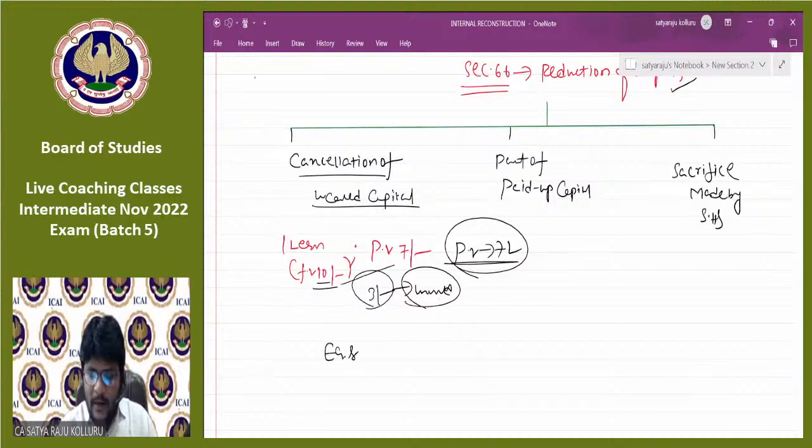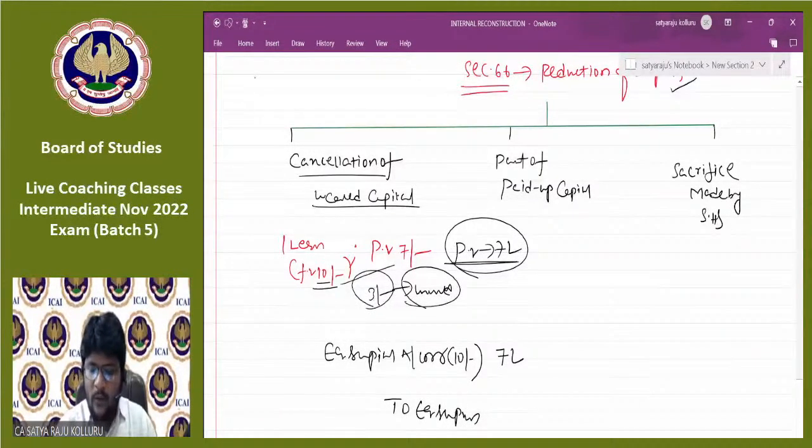Equity share capital account debit, consider all of you. The amount will be 7 lakhs only, but the earlier face value was 10 rupees. To equity share capital account. Right now also the total paid up value is 1 lakh into 7 rupees, which is 7 lakhs, and the paid up value was 7 rupees.